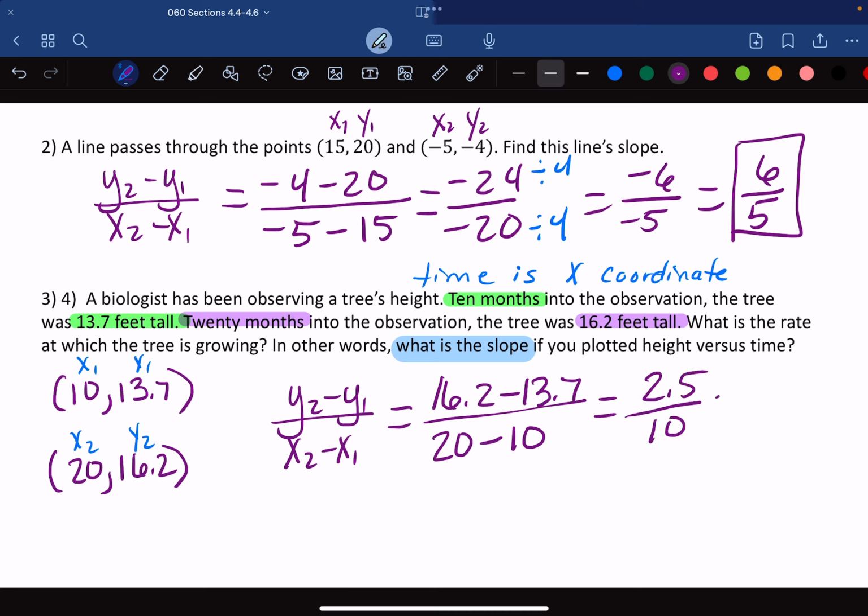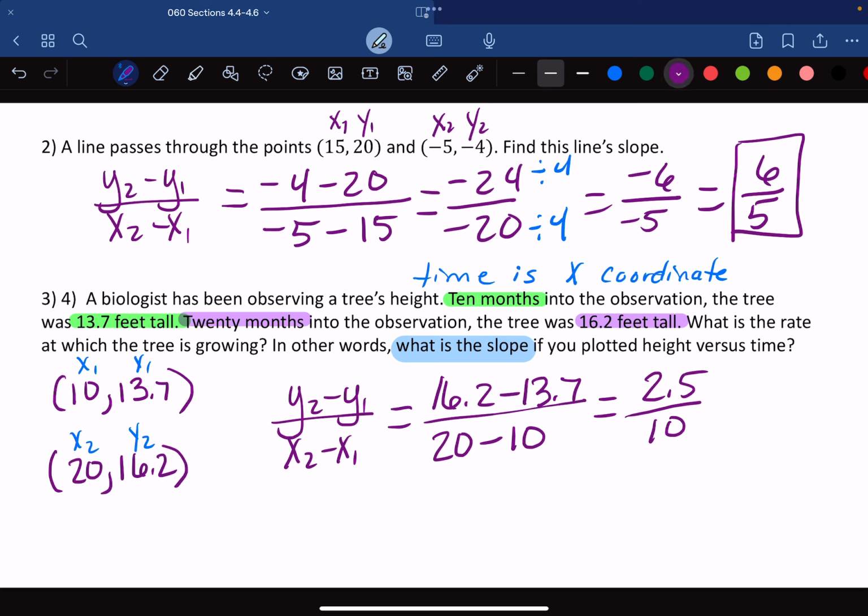And one thing I've noticed in the past also is that students want to leave slope like this. We do not leave a decimal in the top or the bottom of a fraction. We do not leave decimals in fractions, so you do want to simplify that. You can change it to a decimal as your final answer. You can change it to a fraction as your final answer.